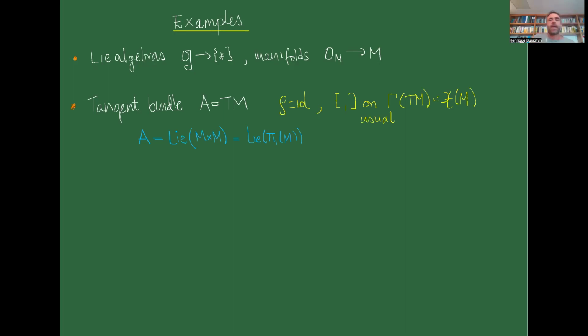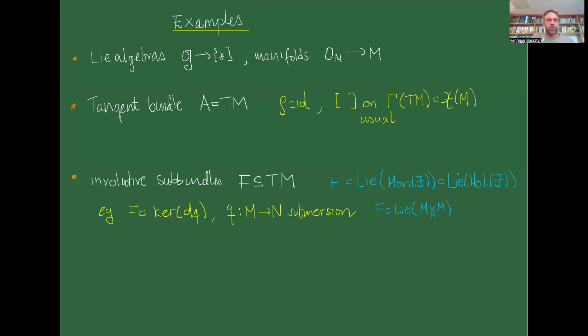A less trivial example is the tangent bundle of a manifold. In this case, you take the anchor map to be the identity, and the Lie bracket on sections of the algebroid, sections are just vector fields, is the usual bracket of vector fields. And it turns out that this is exactly the Lie algebroid of the pair groupoid or of the fundamental groupoid. You have two different groupoids that lead to the same Lie algebroid, in the same way that you can have different Lie groups that have the same Lie algebra. So if instead of the whole TM, you just take an involutive subbundle, a subbundle whose sections are closed under the Lie bracket, this is also a Lie algebroid in a natural way. And these are the Lie algebroids of the groupoids associated with foliations.